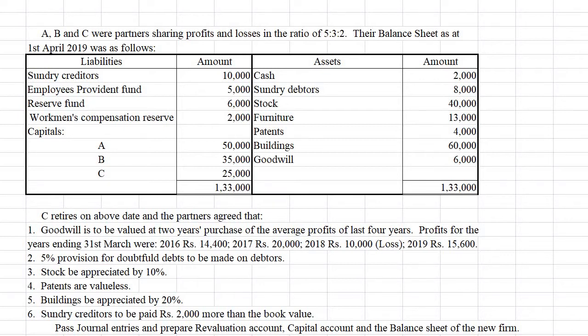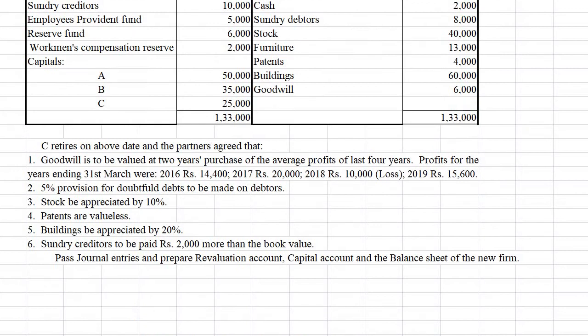Here you have to prepare a journal, then revaluation account, capital accounts of partners, and the balance sheet of the new firm after the retirement of C. So we will draw a journal here and leave it as it is, so that we can prepare the ledger accounts first, and after the preparation of the ledger accounts we can post the journal entries here.